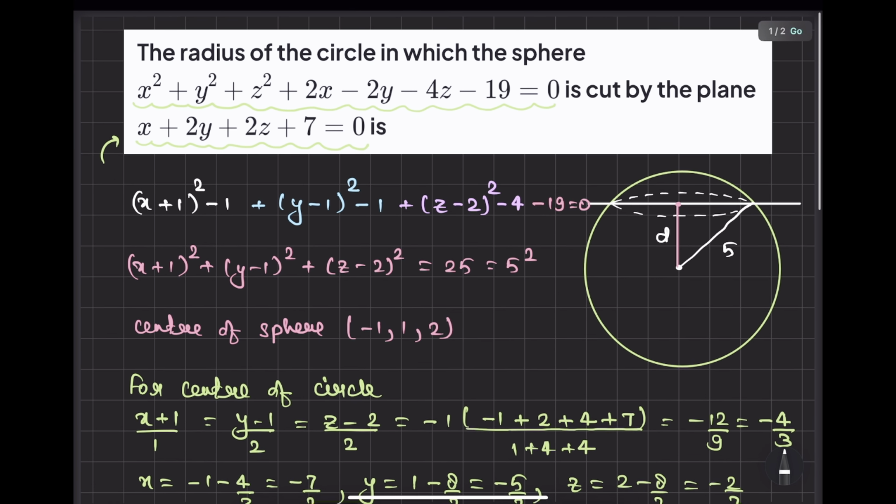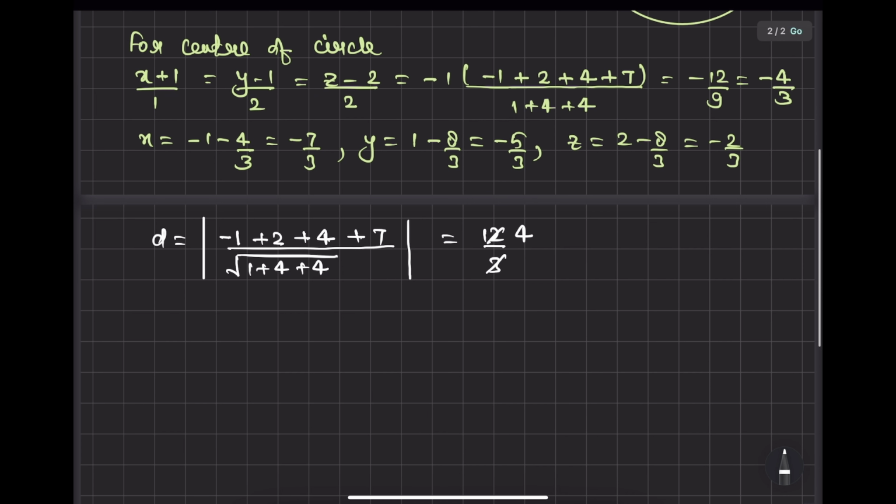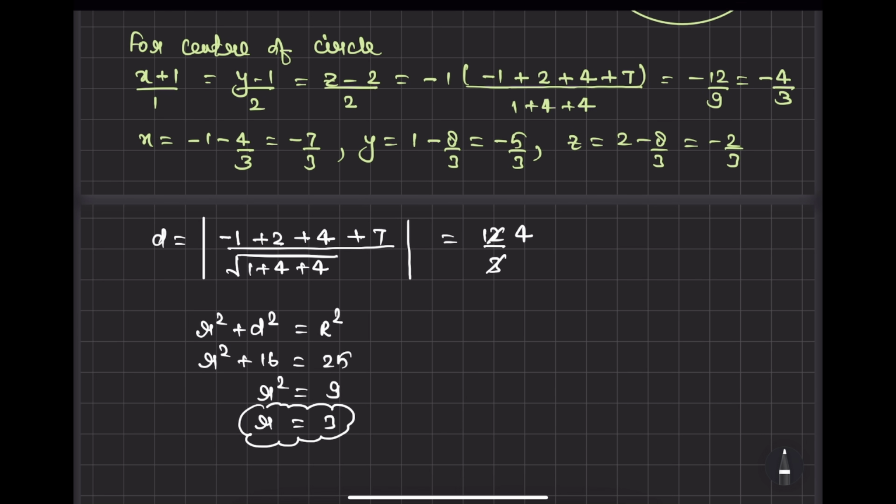So distance is 4. It is a right angle, so we can apply the Pythagoras theorem. So we will have r square plus d square equals R square. So it is 25 minus 16, which is 9, so r is 3. Therefore the radius of the circle becomes 3.